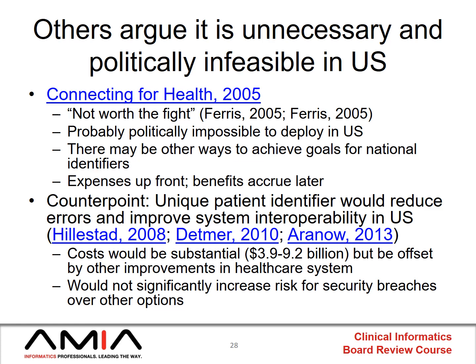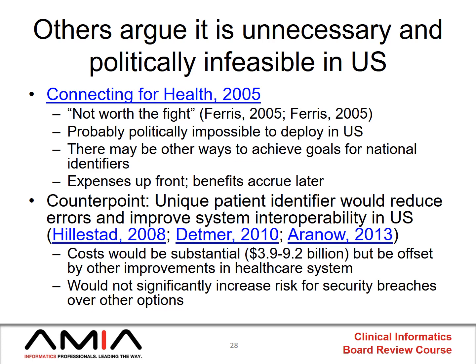And it's also been argued that there may be other ways to achieve the goals of national identifiers, such as linkage of records through various data fields. Another concern about national patient identifiers is that it's a fairly expensive undertaking for a country of more than 300 million people. There are a lot of expenses up front, and the benefits would only accrue later.